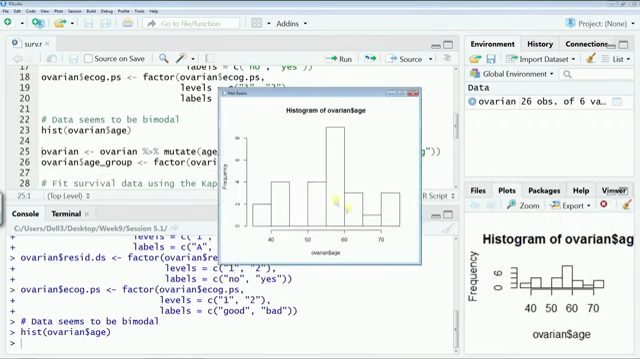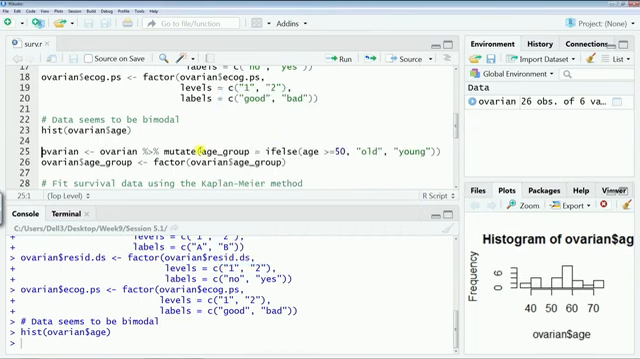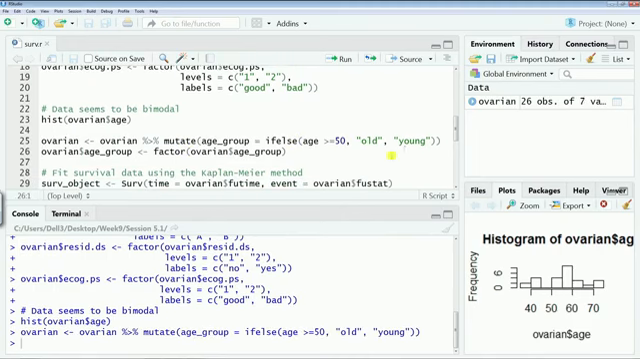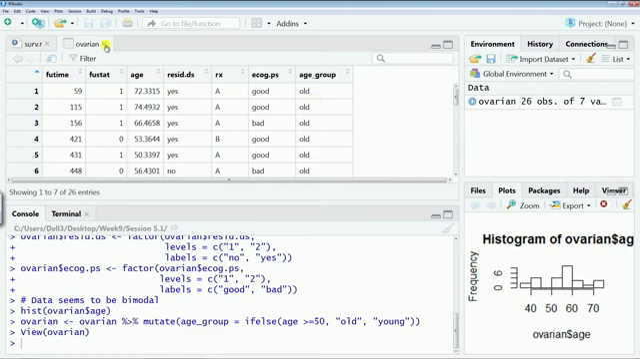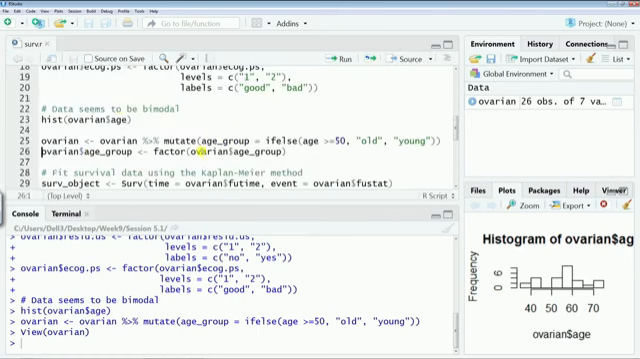So, it seems like it is bimodal, two modes are there. It might be that this is what this particular plot is showing. Then what I am doing is changing this ovarian data set. I mutate it. Mutate means it will change and put something here. If the age is higher than 50, then it is old, otherwise it is young. So, I am creating a new variable in this, which is basically the ovarian age group, old and young, and I make them factor.